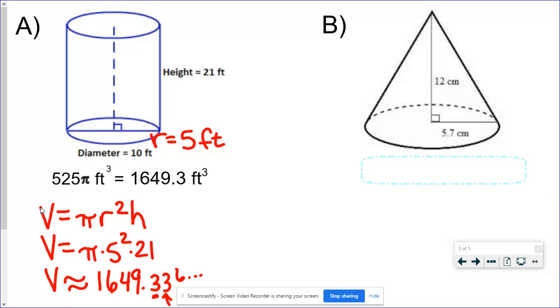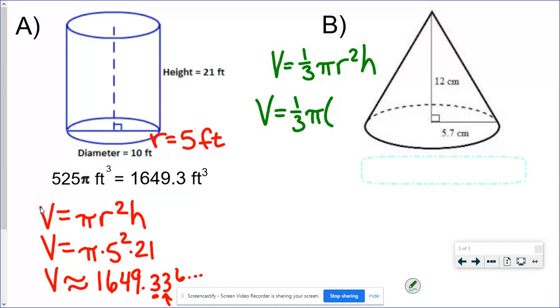For this cone, remember the volume formula for a cone is 1/3 pi r squared h. Or, as I showed you on the last slide, we could just have the pi r squared h all divided by 3. It's just another way to write it. This time the numbers aren't quite as nice. 5.7 is not going to be a number that I'm going to be able to do in my head when I square that. So 1/3 pi 5.7 squared, and then the height is 12.